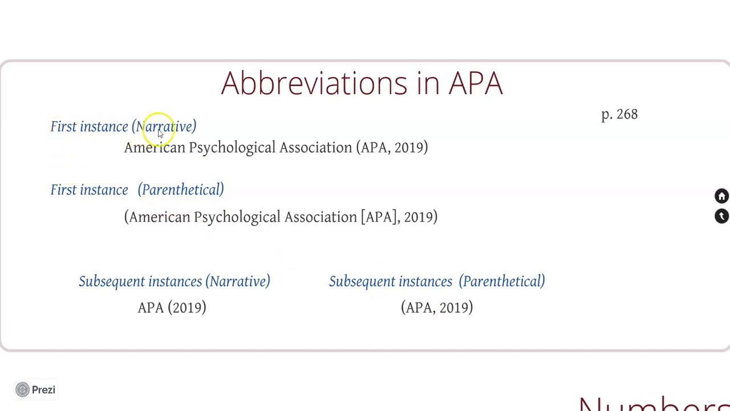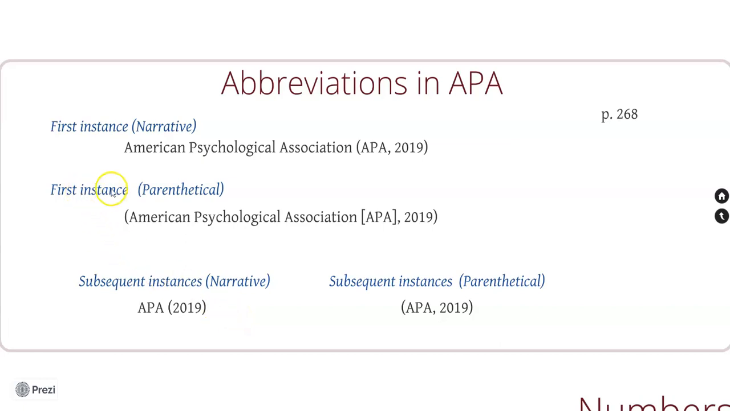The first time you see it is in a narrative citation. So that's when you have research according to the American Psychological Association (APA, 2019). You throw in the abbreviation right before the year, and then throughout the rest of your paper, every time you talk about the American Psychological Association, all you have to do is put in either APA (2019), the abbreviated version, or (APA, 2019). And there's not a rule whether you use narrative or parenthetical. It's just a matter of how you're writing at that point.